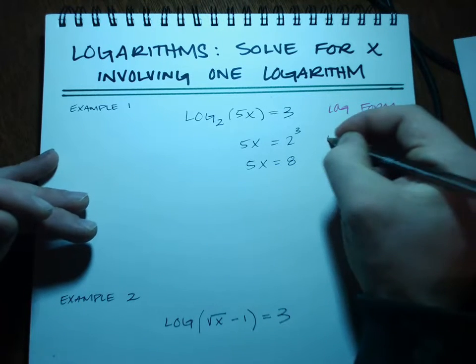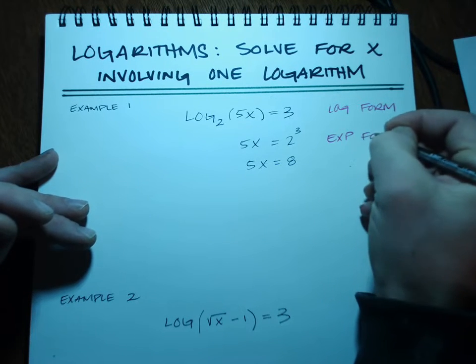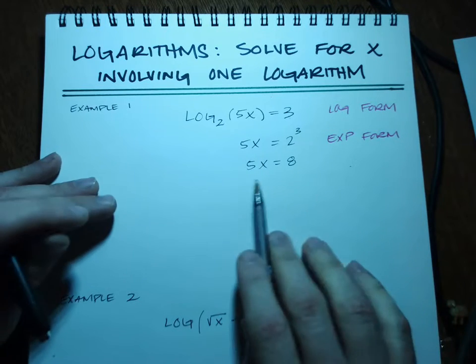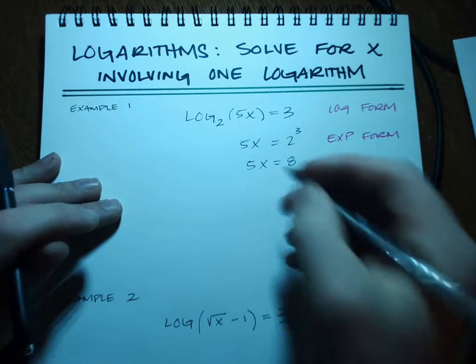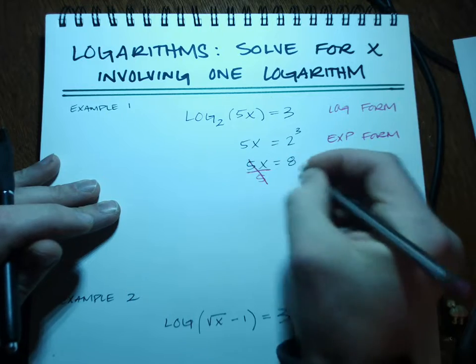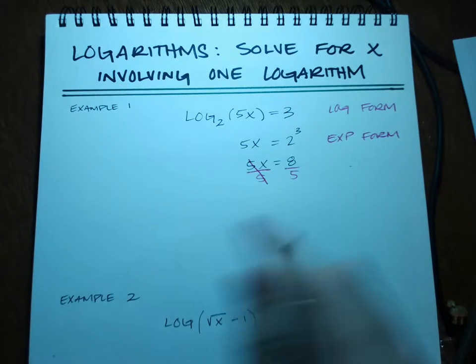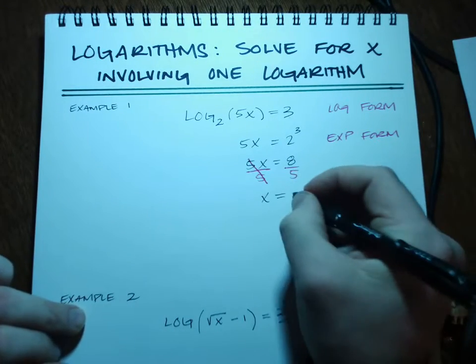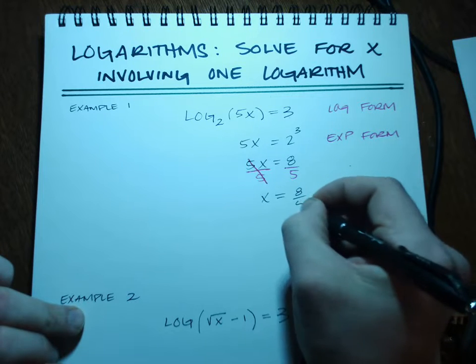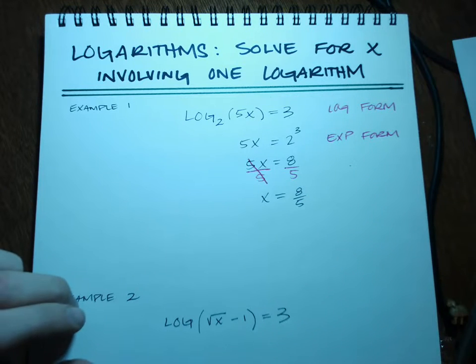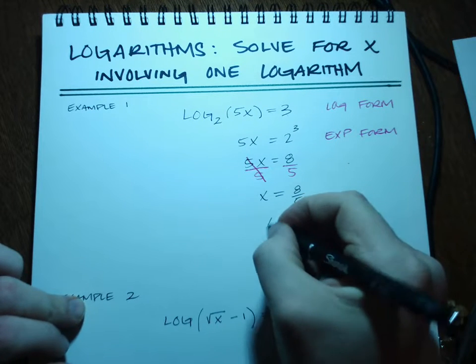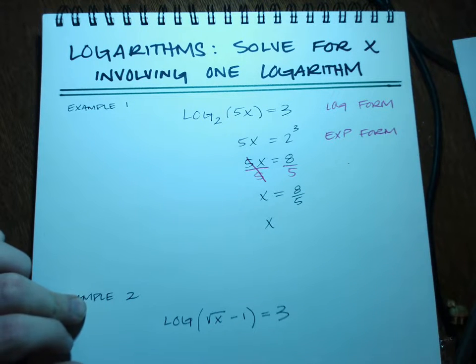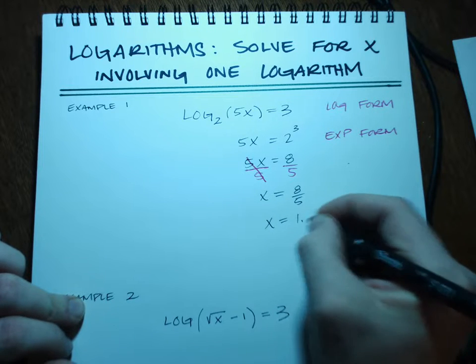And that was our exponent form. And then we're going to divide by 5 as the final step. All right, so in this case, x equals 8/5, or if we wanted to make that into a decimal, we could call it 1.6.